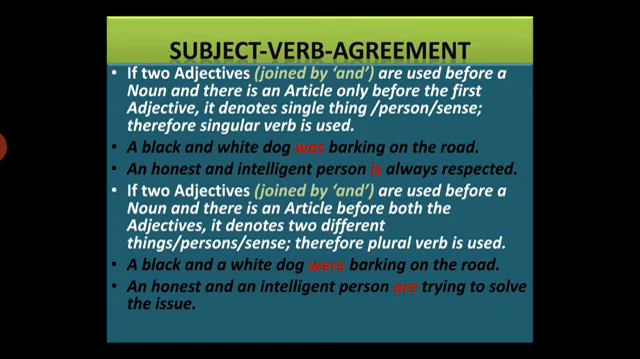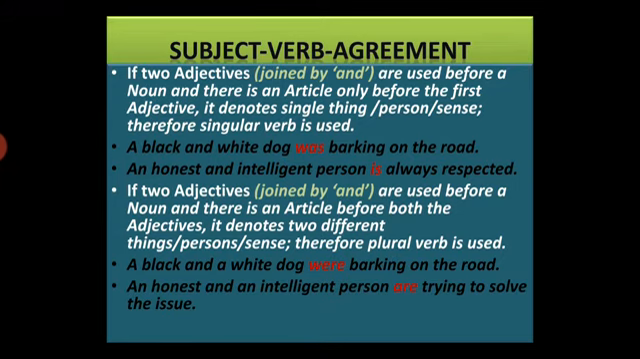An honest and intelligent person is always respected. It means the only one person who is honest as well as intelligent is respected. But if the articles are used before both the adjectives, they become two different nouns. See the examples. A black and a white dog. It means there are two dogs. One is black and the second one is white. A black and a white dog were barking on the road. So, two different dogs were barking on the road.